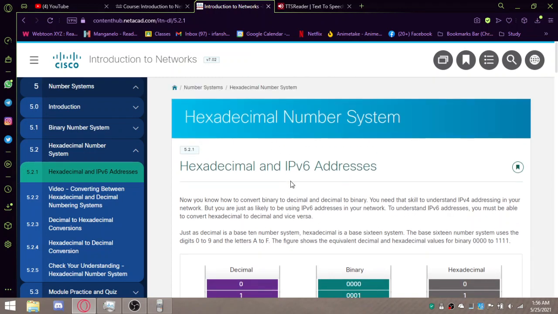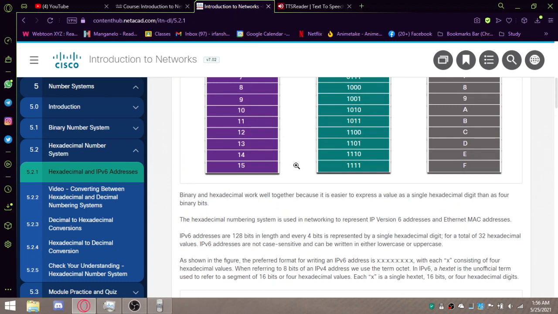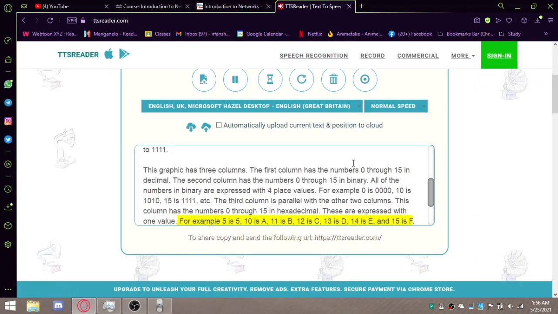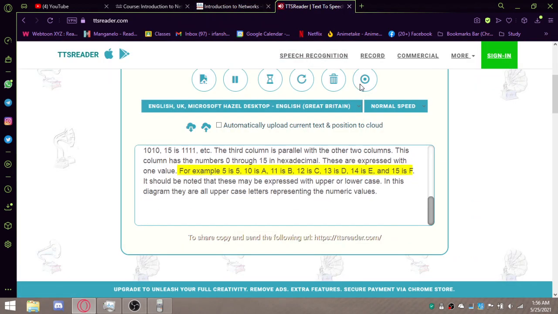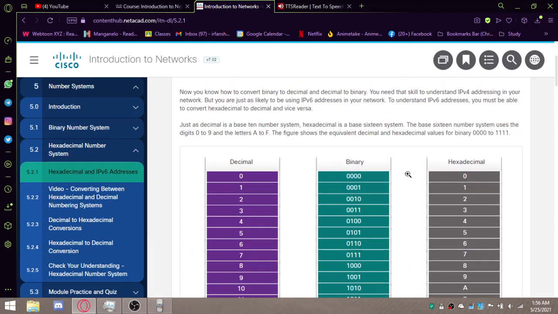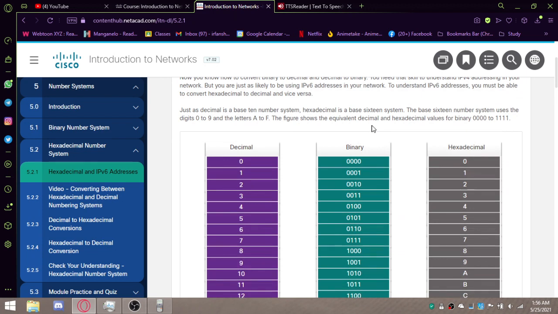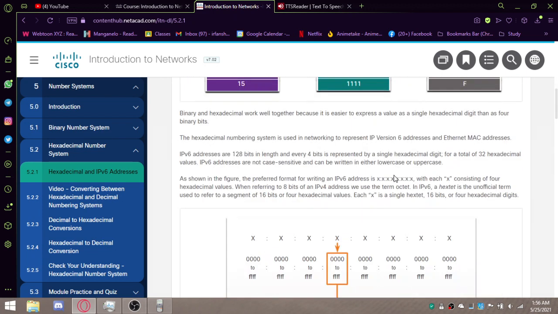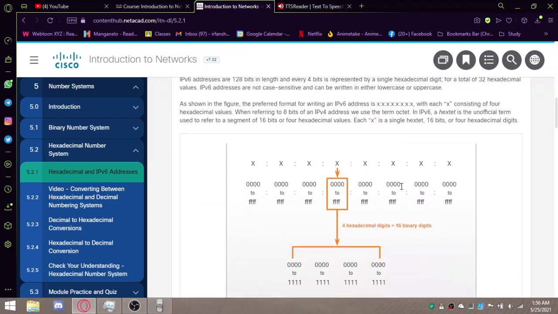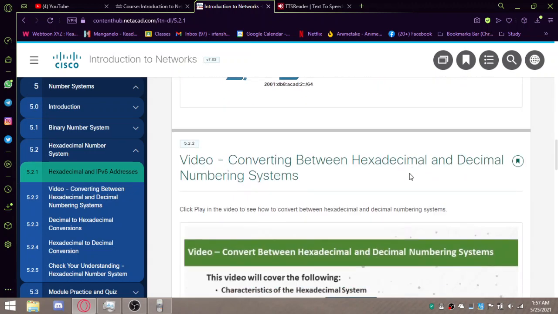This column has the numbers 0 through 15 in hexadecimal. These are expressed with one value. For example, 5 is 5, 10 is A, 11 is B, 12 is C, 13 is D, 14 is E, and 15 is F. It should be noted that these may be expressed with upper or lower case. In this diagram they are all uppercase letters representing the numeric values.